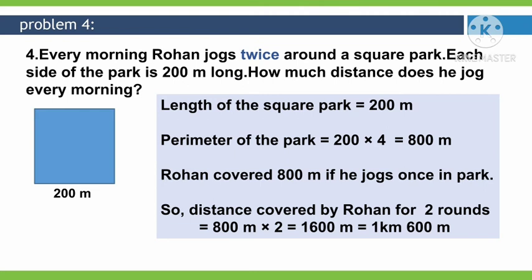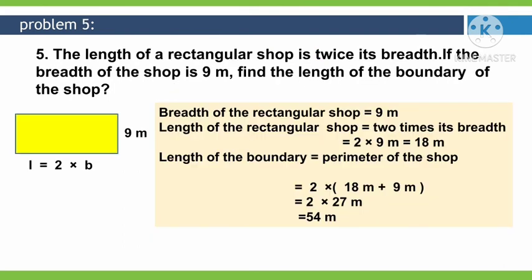But the question is how much Rohan jogs twice. So you have to multiply 800 meter by 2. So the distance covered by Rohan for 2 rounds is 800 into 2, which is 1600 meter, which is equal to 1 kilometer 600 meter. Let's move to the next question.